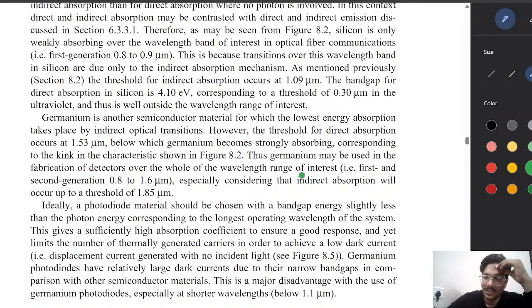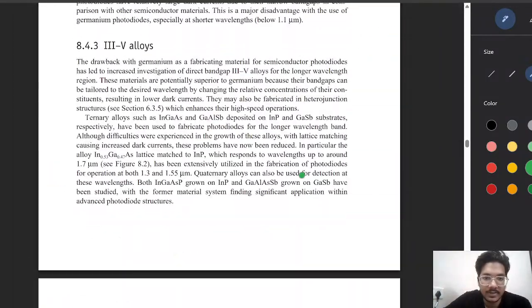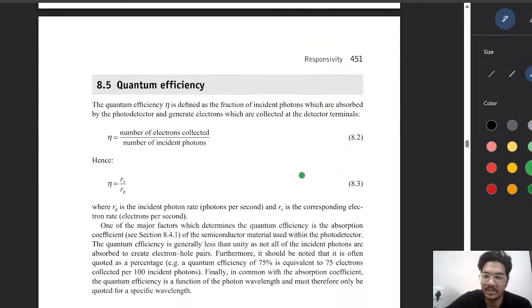An ideal photodiode material has a direct bandgap slightly smaller than the photon energy at the longer wavelength. So germanium photodiodes suffer from high dark current due to the narrow bandgap. Then we move forward to quantum efficiency.